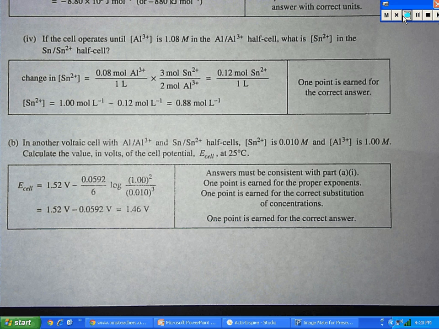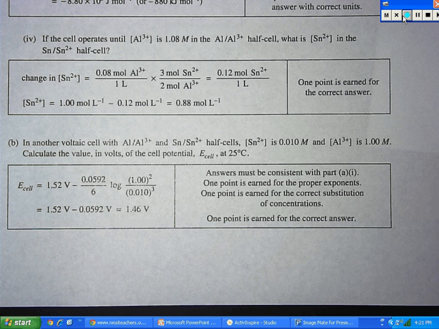So again, that's 1 point for that. And then this bottom part, this was the exact equation we just saw. And I said, remember, instead of saying 0.0592, do 0.06, which is the exact same thing you would have gotten here. For some crazy reason, all of this worked out to be the exact same. I have no idea why that happened or how it happened, but it did. So answers must be consistent with part 1.